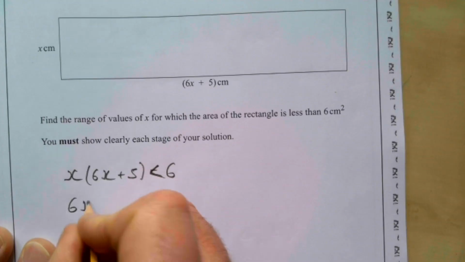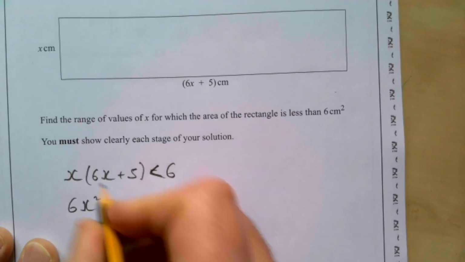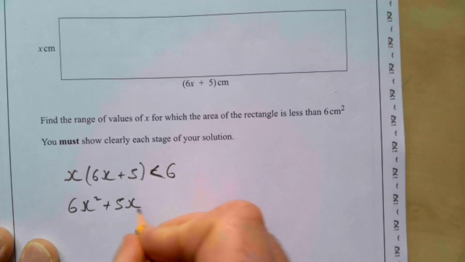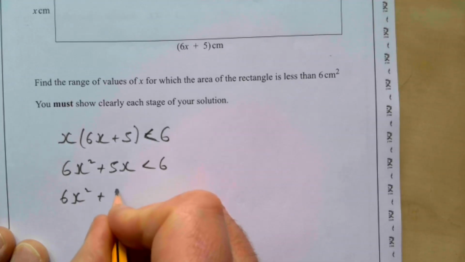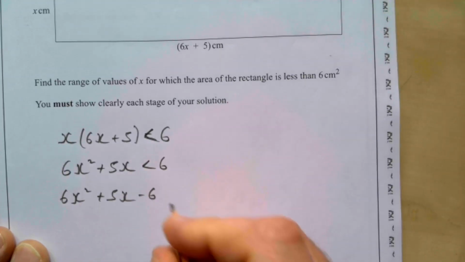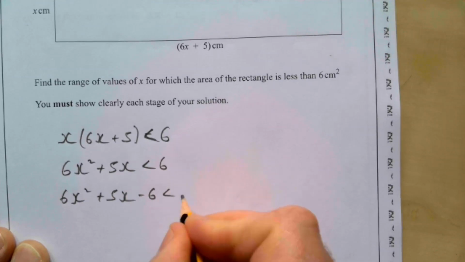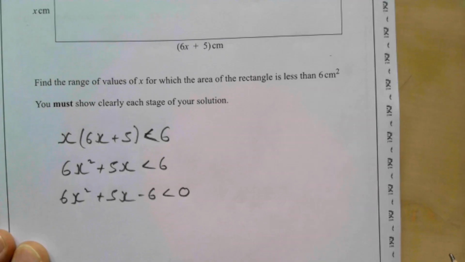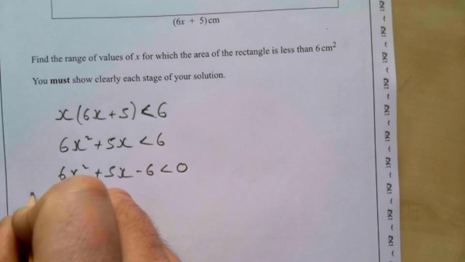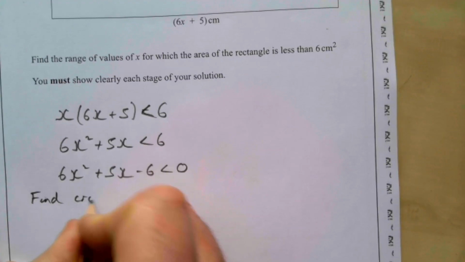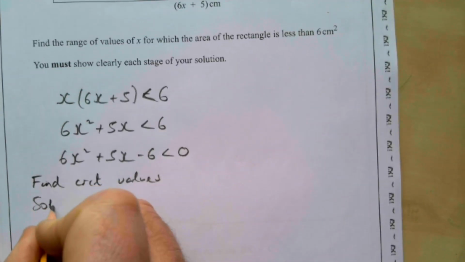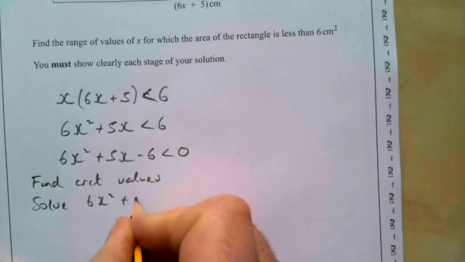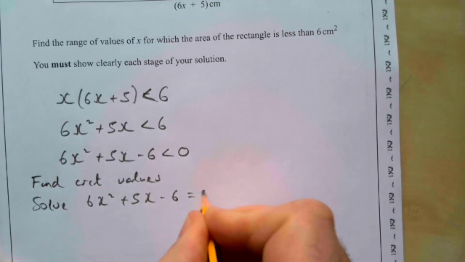So that means 6x squared plus 5x has to be less than 6, and this is turned into an inequality question. 6x squared plus 5x minus 6 is going to be less than 0. So we're going to solve, we'll find our critical values here, and so we're going to solve this quadratic: 6x squared plus 5x minus 6 equals 0.